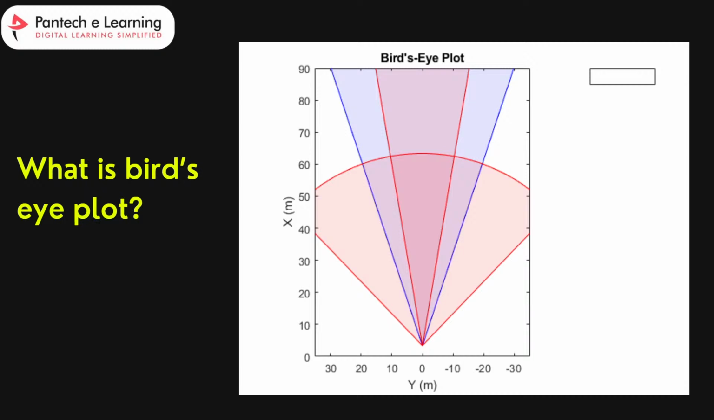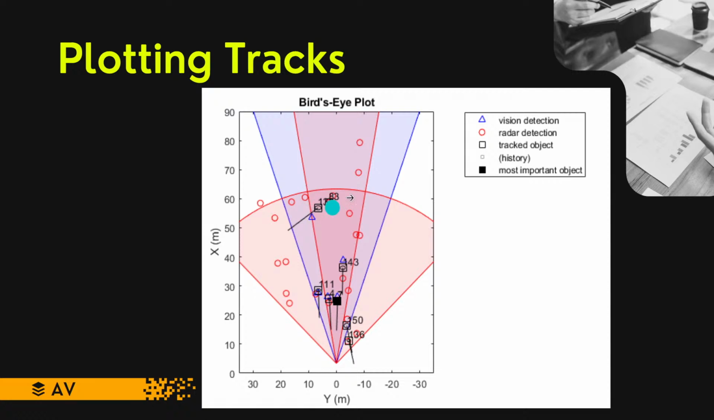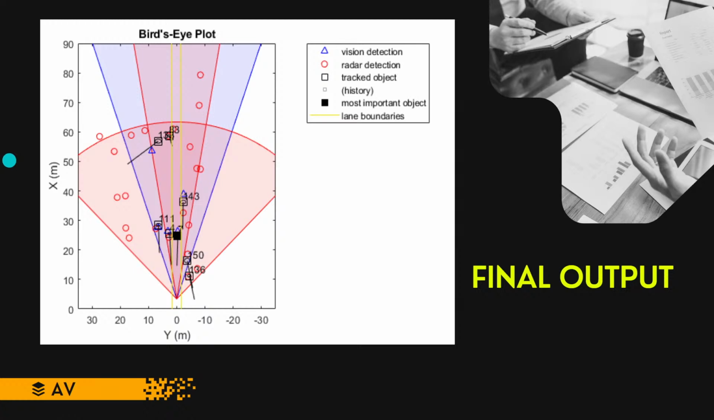So in this example, today we are going to explore how a car can understand its surroundings by using some pre-recorded sensor data and tracking the results also. So this is the bird's eye plot. And next one, now we are going to plot our tracks in the lane or on the road. So this is the plotting of the tracks. And next one is the final output.